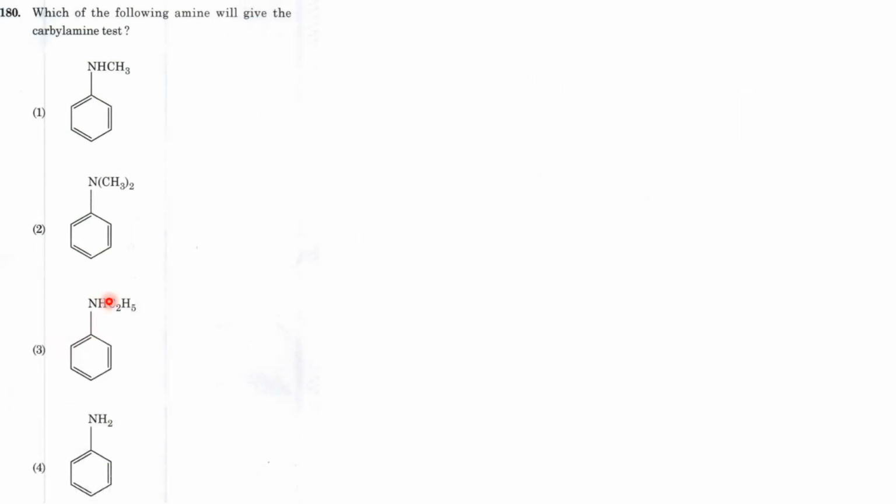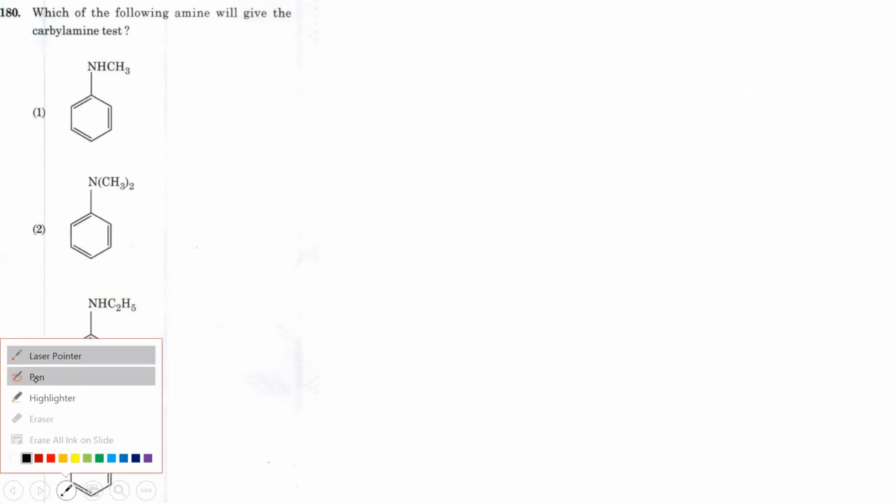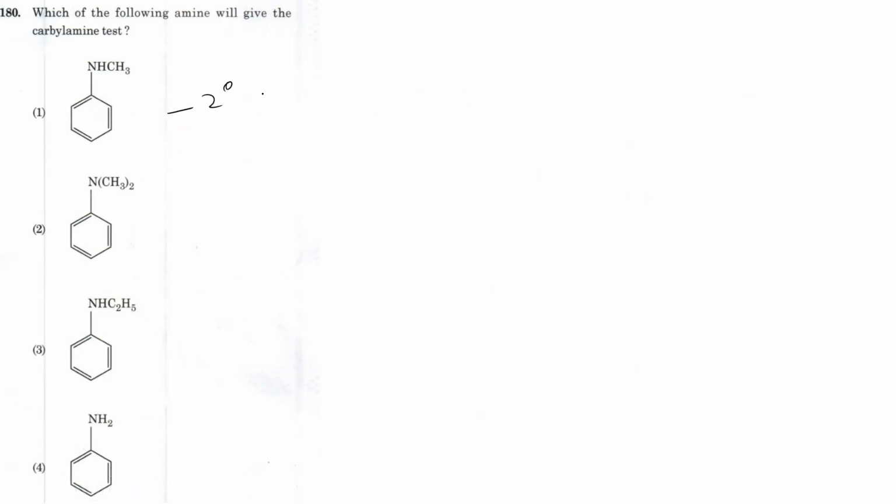So this next question is on the carbylamine reaction. Which will go for carbylamine reaction? Primary amines will go for carbylamine reaction. Okay, here this is coming under secondary amines. This one is a tertiary amine. This is a secondary amine. This one is a primary amine.